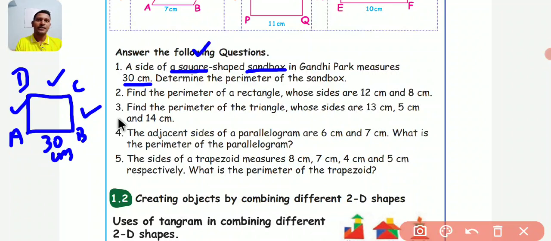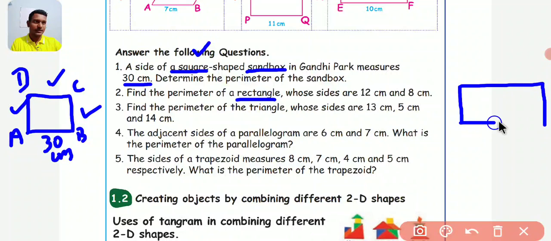I hope you understand. Next one, find the perimeter of a rectangle whose sides are 12 centimeter and 8 centimeter. Yes, this is important. So you have to draw one rectangle. I am drawing one rectangle. Okay, this is one rectangle. Now we have to name the sides: A, this side B, sorry, this point C, this is D.